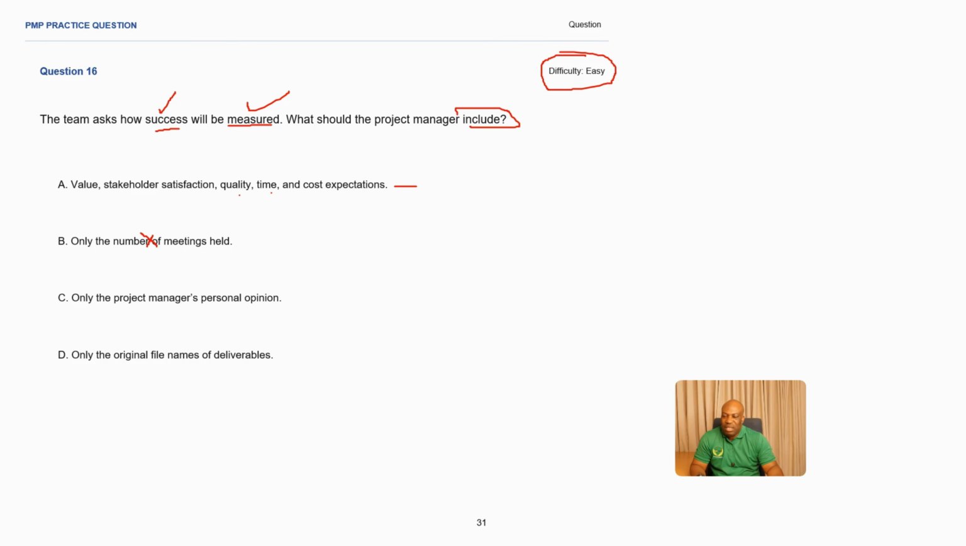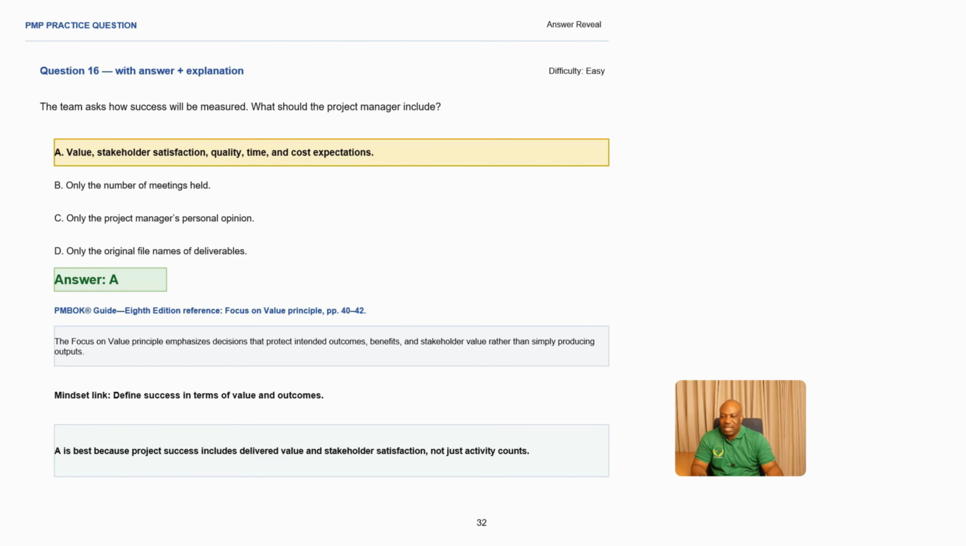Then C, only the project manager's personal opinion. This cannot be used as a measure of success, the personal opinion of a project manager. So we eliminate this one straight away. The mindset does not take the project manager as a subject matter expert. And then D, only the original file names of deliverables. File names don't show success. So making A the best answer in this scenario. You need to measure success based on value, okay? Based on value, based on stakeholder satisfaction, based on quality, and also time or cost expectations.